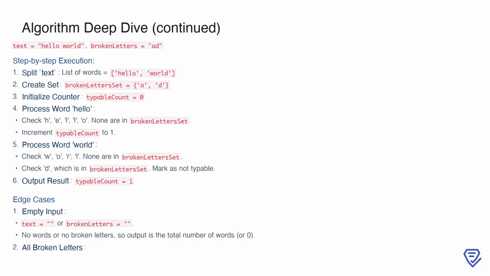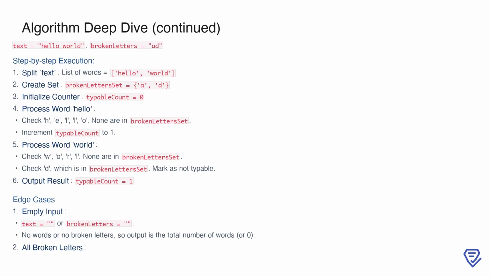Suppose the text is "Hello World" and the broken letters are "add." First, we split the text string into a list of words, resulting in "Hello" and "World." Next, we convert broken letters into a set, giving us {a, d}. We then initialize typable count to 0. Now, we process each word.